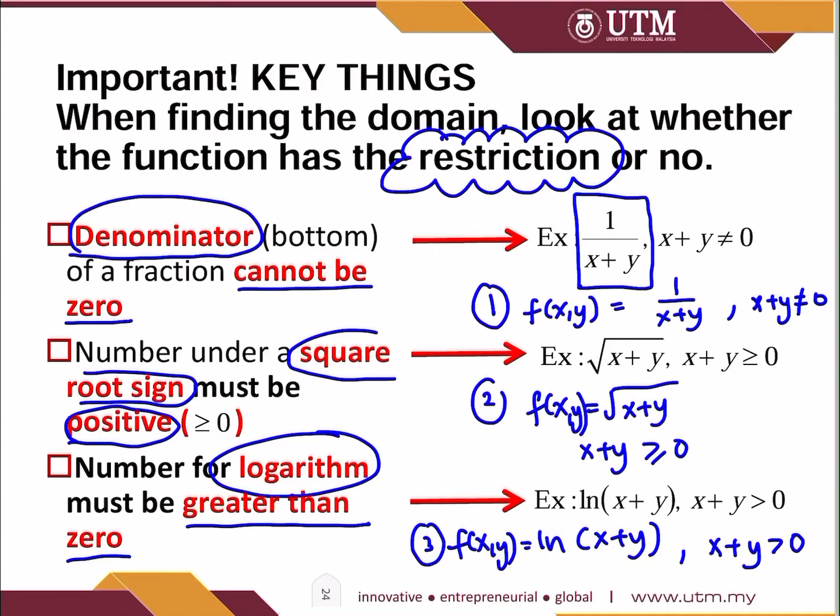So if you want to look at the domain, we need to find the restriction. This is the important key thing: when finding the domain, look at whether the function has a restriction or not.